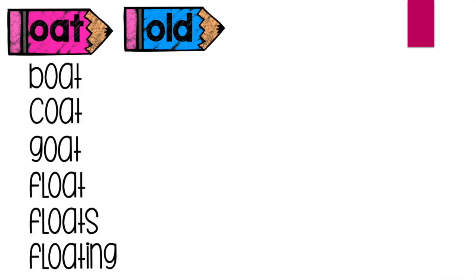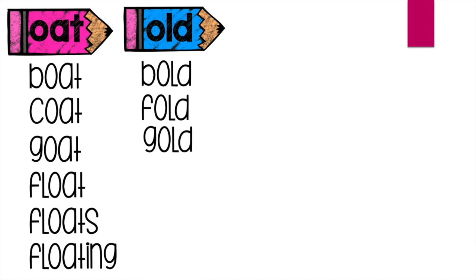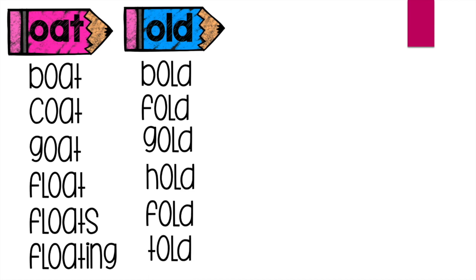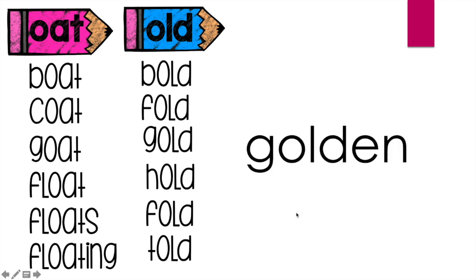Okay, let's look at our list of the words that are in the old family. Read them as you see them. So all those words have the same O-L-D at the end, or the word old. So we're going to use that same pattern to read another word. You probably saw it right away because of that word gold inside of it. The word is golden.